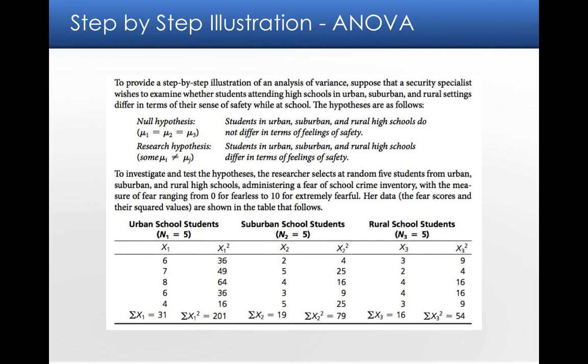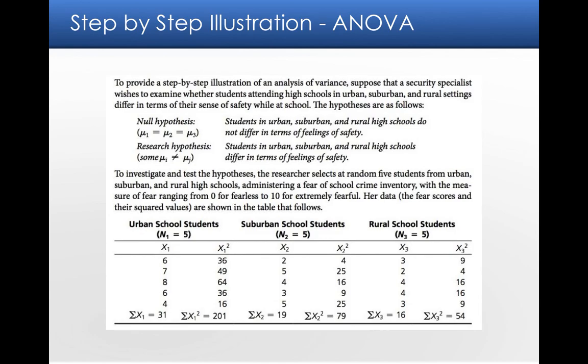So our null hypothesis is that students in urban, suburban, and rural high schools do not differ in terms of how safe they feel. Our research hypothesis then is that we think that it does differ, students in urban, suburban, or rural high schools, okay? So here we go. We've got 5 random students from urban, suburban, and rural high schools, and we give them a fear of school crime inventory, okay? It ranges from 0 for fearless to 10 for extremely fearful, okay? And here we've got our data below.